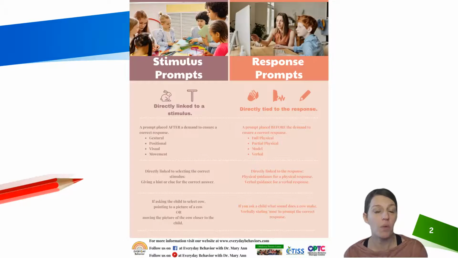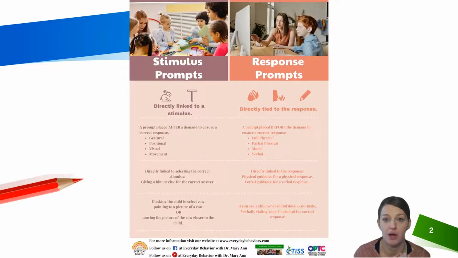Okay, say cow. So you're engaging in the correct verbal response, or you're prompting them to engage in that verbal response that they're then supposed to model or imitate. This is directly linked to the response. So again, a physical guidance, a verbal guidance for a verbal response. If you ask the child, what sound does a cow make? Moo. Okay, so then you're directly stating moo, so that they say moo, okay?